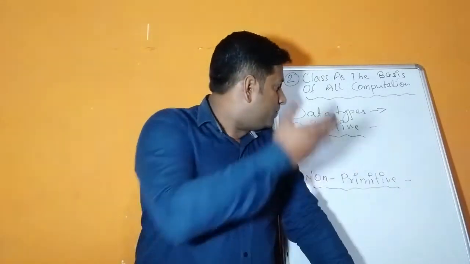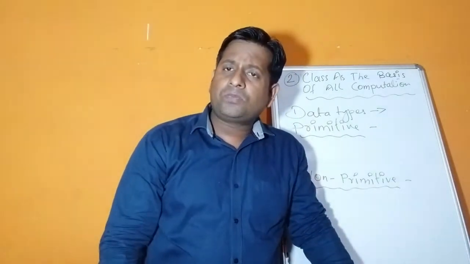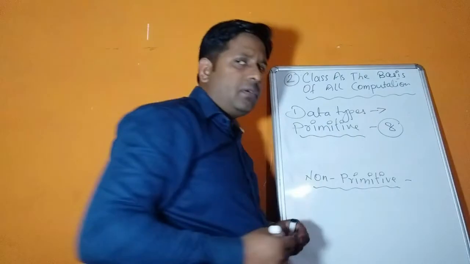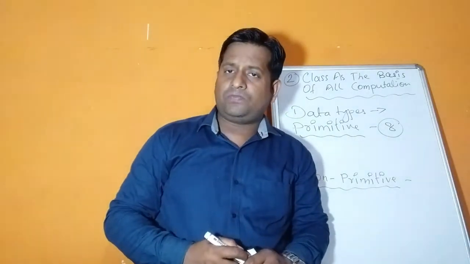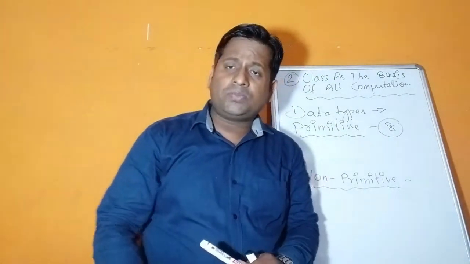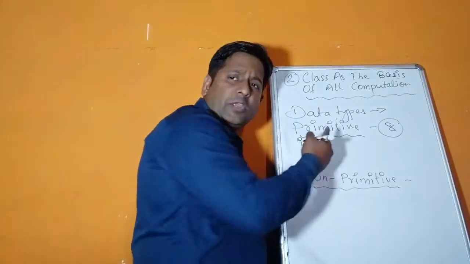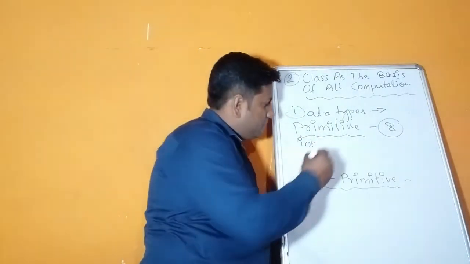Okay, so now come to the primitive part. There are a total of 8 primitive data types. How many are there? 8. What are they? Let me list them out. So int, it is for integer. Okay, int means integer.